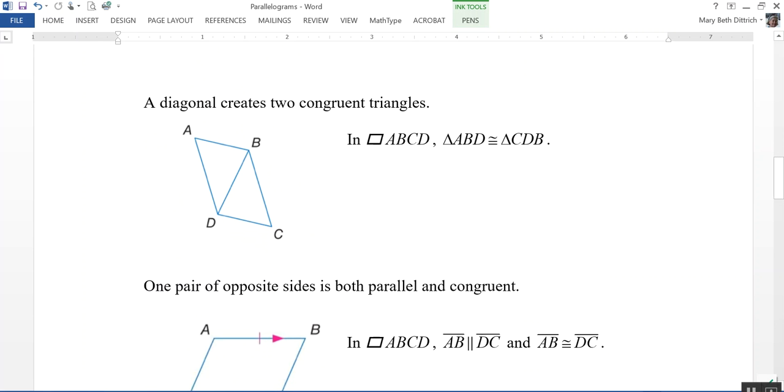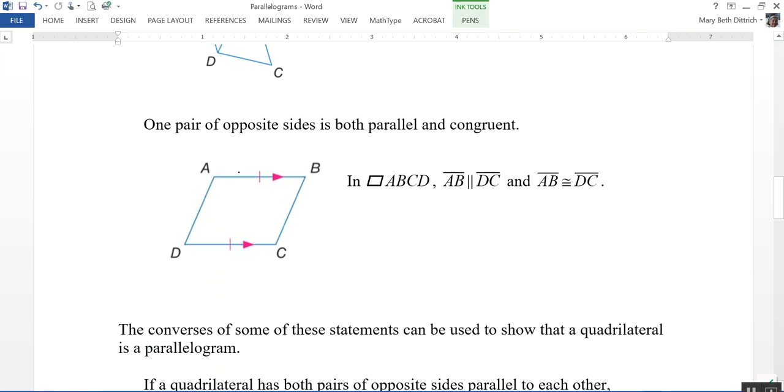A diagonal of a parallelogram creates two congruent triangles. So in parallelogram ABCD, triangle ABD is congruent to triangle CBD. And in a parallelogram, one pair of opposite sides is both parallel and congruent. So here in parallelogram ABCD, side AB is parallel to DC, and AB is also congruent to DC.